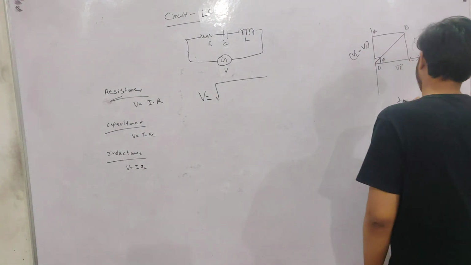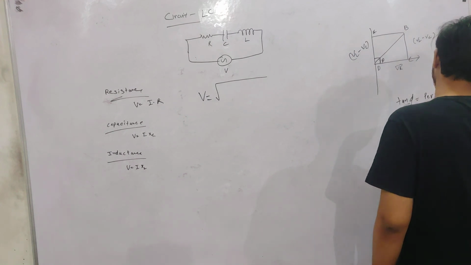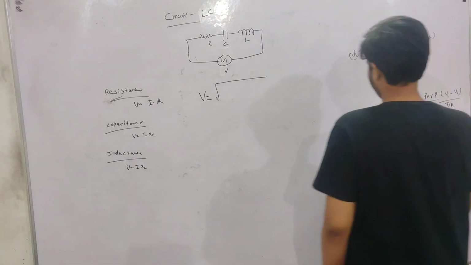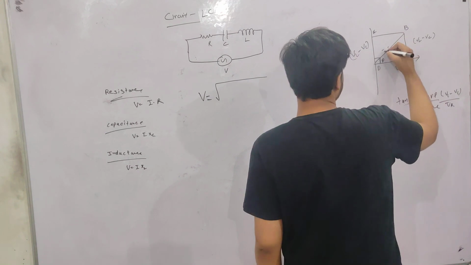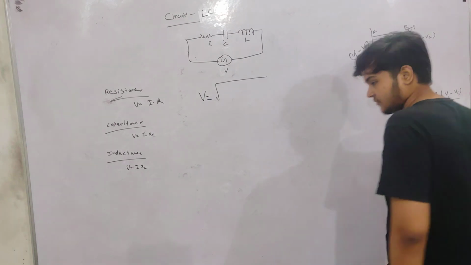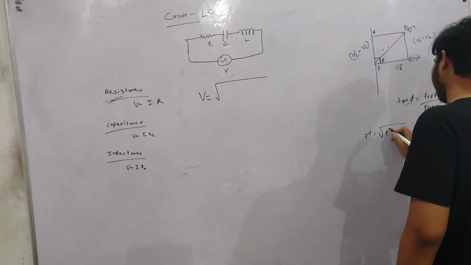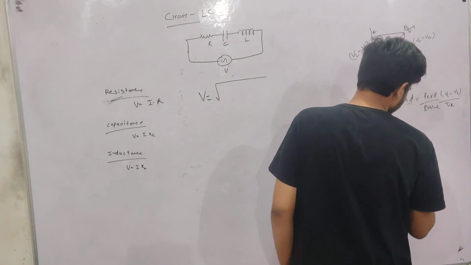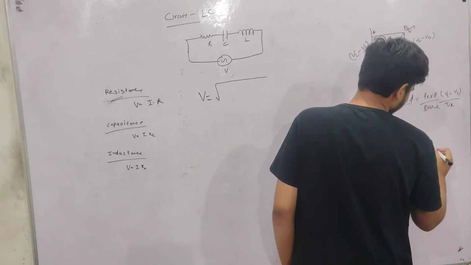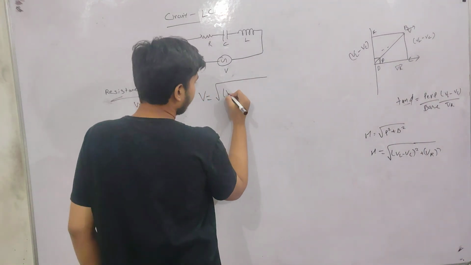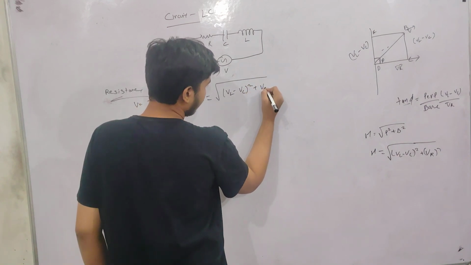here in this triangle, tan phi is perpendicular by base. Perpendicular is VL minus VC and base is VR. We have to find the resultant voltage. By applying the triangle's formula, hypotenuse equals under root P square plus B square, we will get under root (VL minus VC) whole square plus VR whole square.